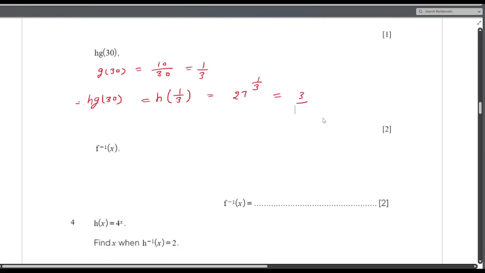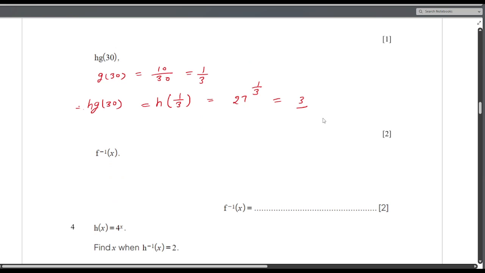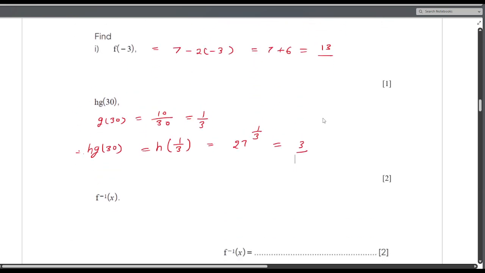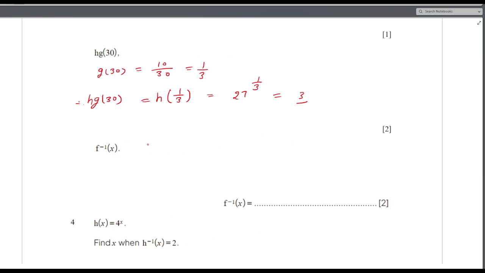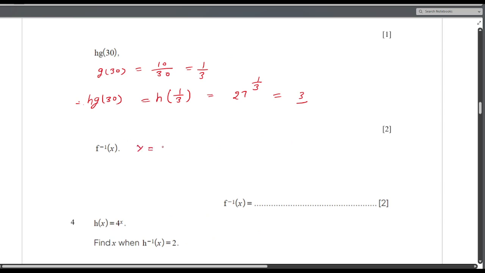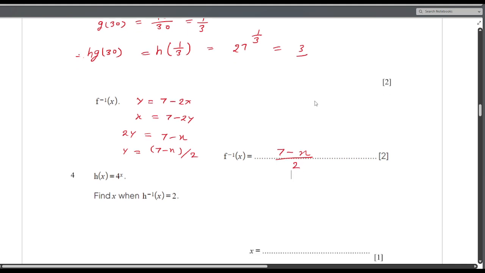Next question is f inverse x. Now, for f inverse x, what I will do, this f(x) is 7 minus 2x. So f(x) I will write as y. y is equal to 7 minus 2x. Now we interchange x and y. So I say that x is equal to 7 minus 2y. Then I will make y the subject. So I will say that 2y is equal to 7 minus x. And therefore y is equal to 7 minus x whole divided by 2. So here f inverse x is 7 minus x whole divided by 2. Okay.